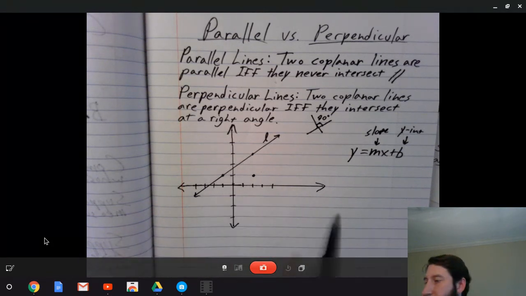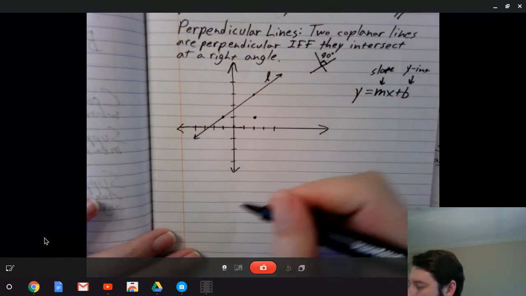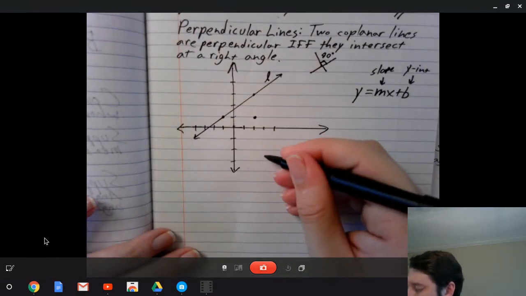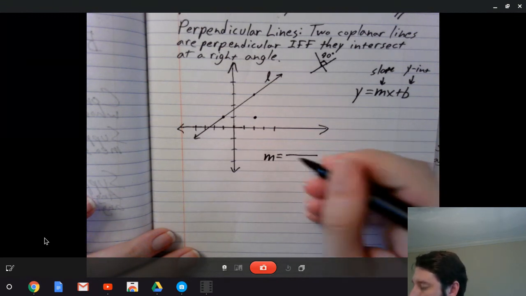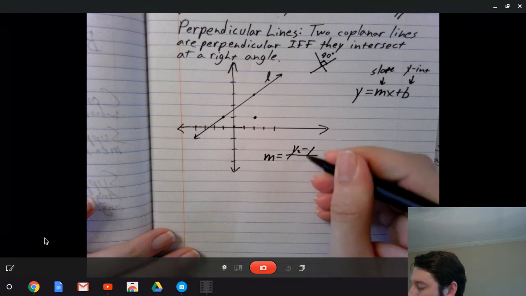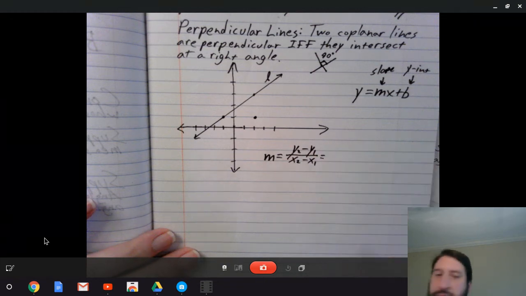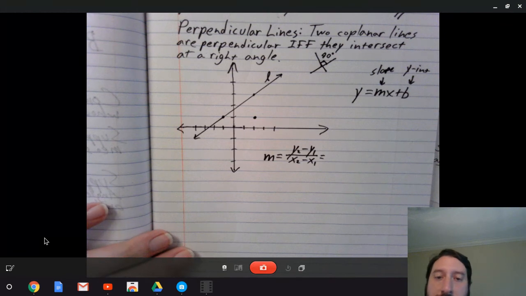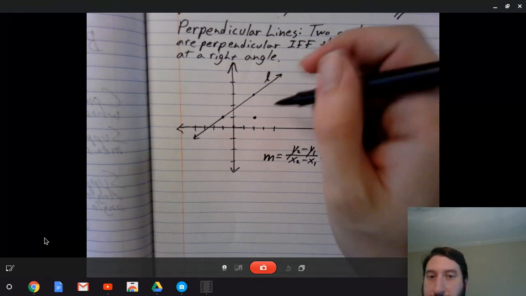So let's start with the slope. Always start with the slope first. So I have a slope here. The slope is m. So m equals y2 minus y1 over x2 minus x1. Now, in order to plug something in, I need to find some points here. So let's look at this point.